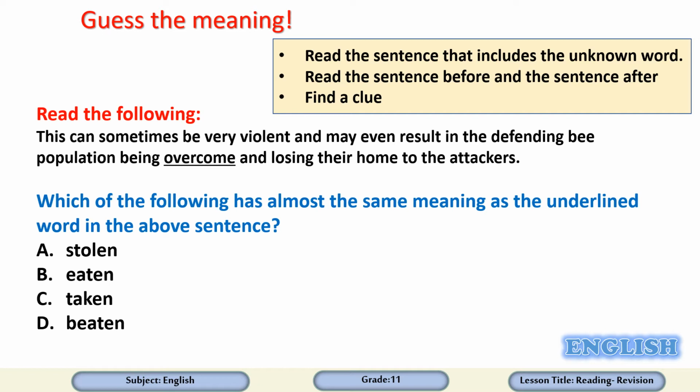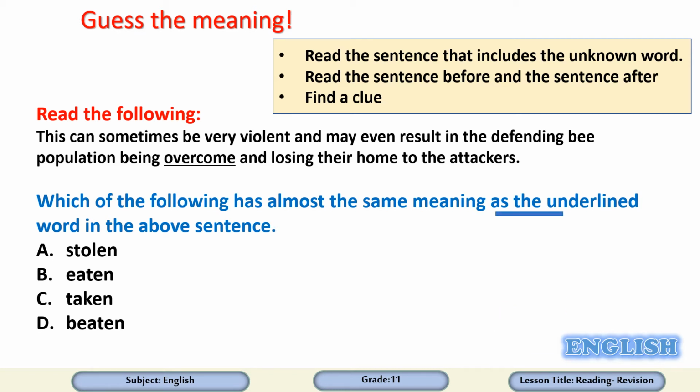Let's look at this sentence from the text. This can sometimes be very violent and may even result in the defending bee population being overcome and losing their home to the attackers. Which of the following has almost the same meaning as the underlined word in the above sentence? So the underlined word is overcome, and we have 4 choices: A, stolen; B, eaten; C, taken; and D, beaten. Pause the video and try to work out this question.